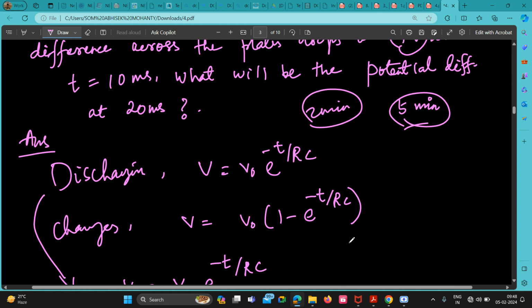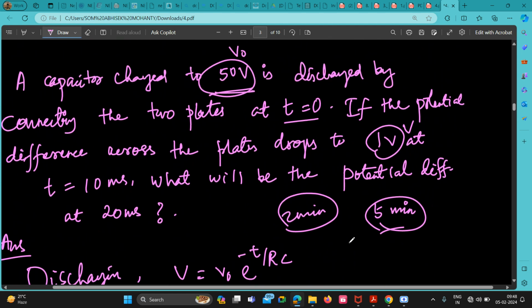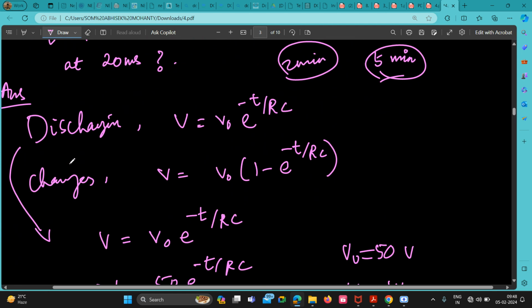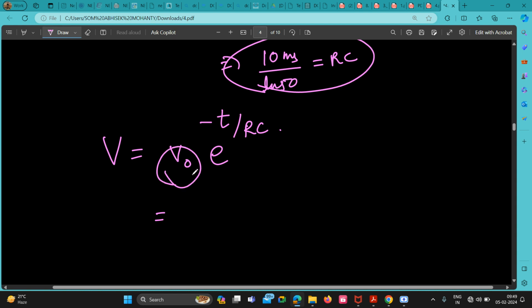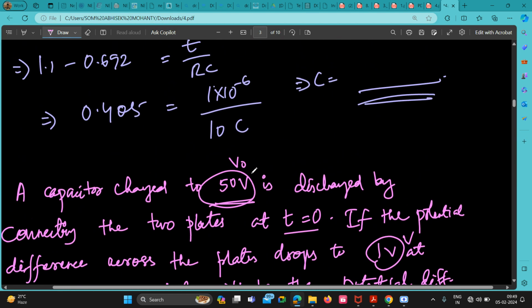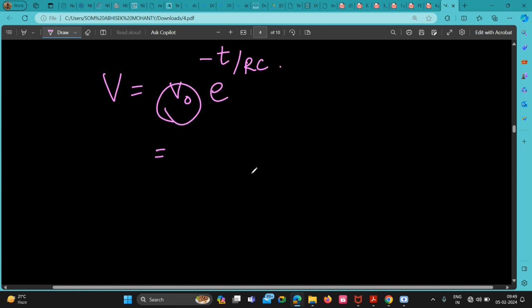We are asked what will be the potential difference at 20 millisecond. So potential V is equal to V naught e to the power minus t by RC. Now at 20 millisecond, t becomes 20. And what is V naught now? V naught is 50 volt. So I can put it here, 50.